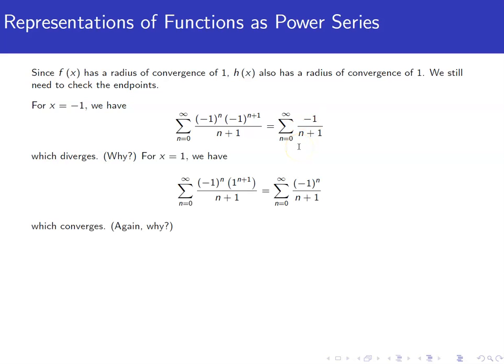When x equals 1, however, we get 1 to the n plus 1, which is just 1. So we get the series n equals 0 to infinity of negative 1 to the n over n plus 1. That one should be looking very, very familiar to you about why this series converges. So that tells us now that the interval of convergence for h of x is the half open interval, negative 1 to 1. Negative 1 is not included, 1 is included.